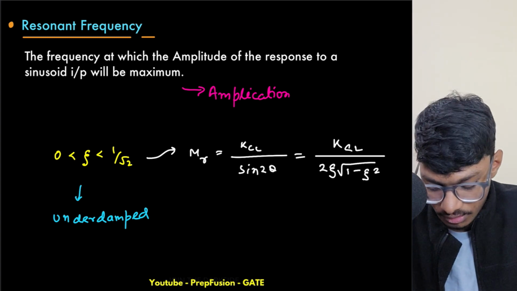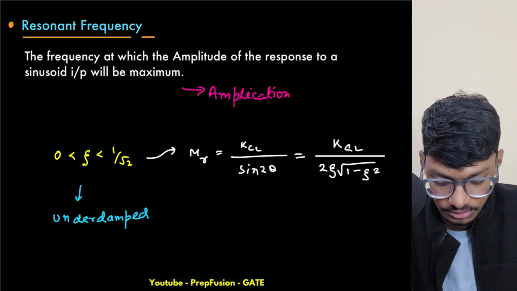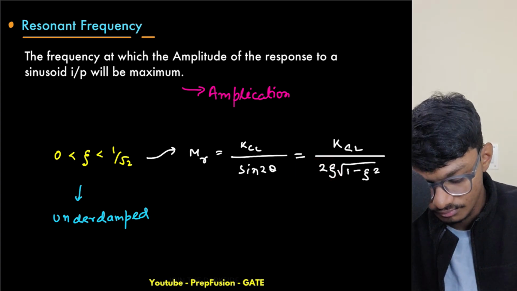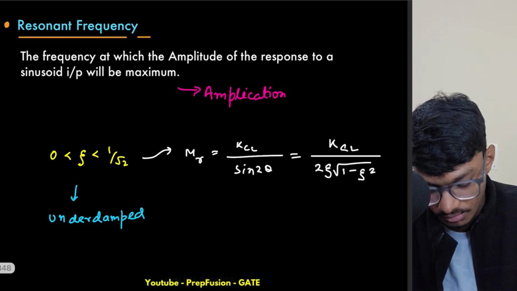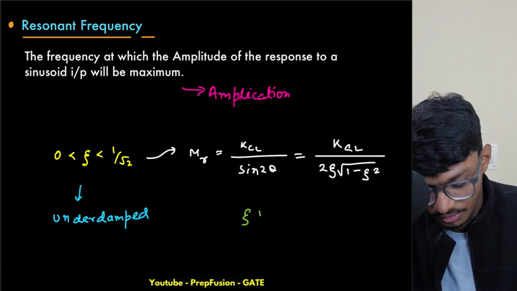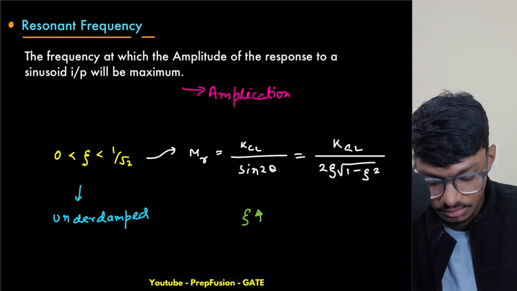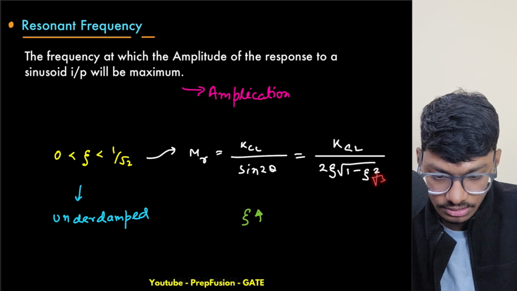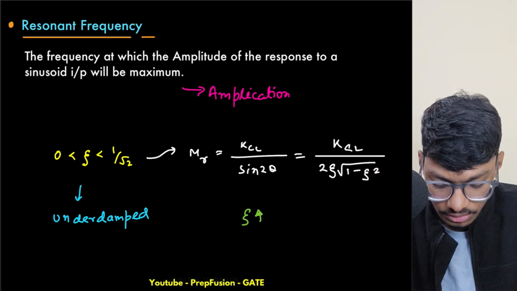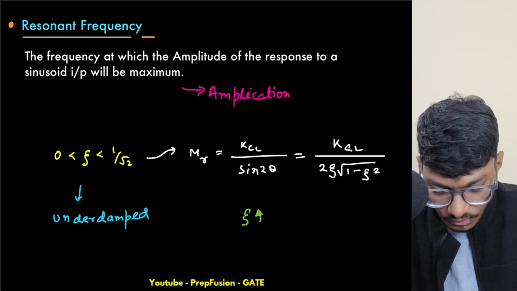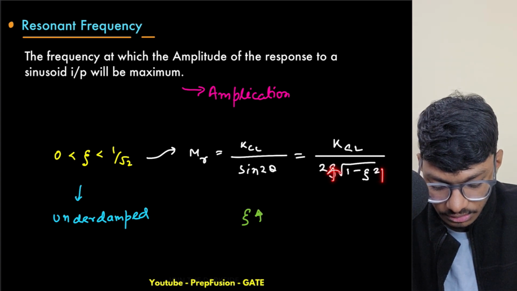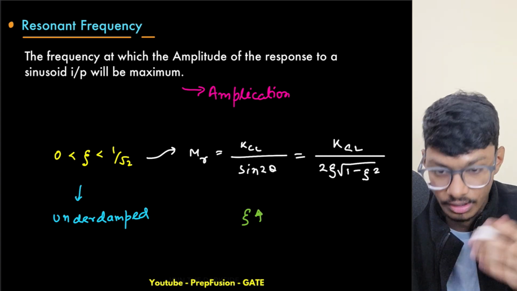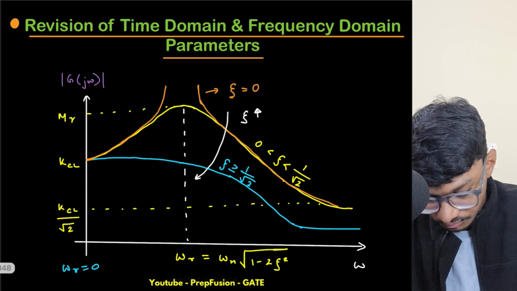So let's just write a few relations here. If I increase zeta, what will happen? This term will increase. Then what will happen to this term? This term is increasing, but this is reducing. So if I increase zeta, this term is increasing, but this term is reducing. So how can you understand this?